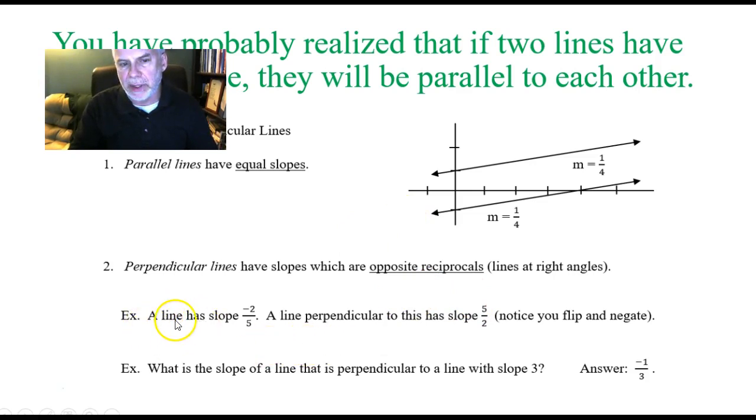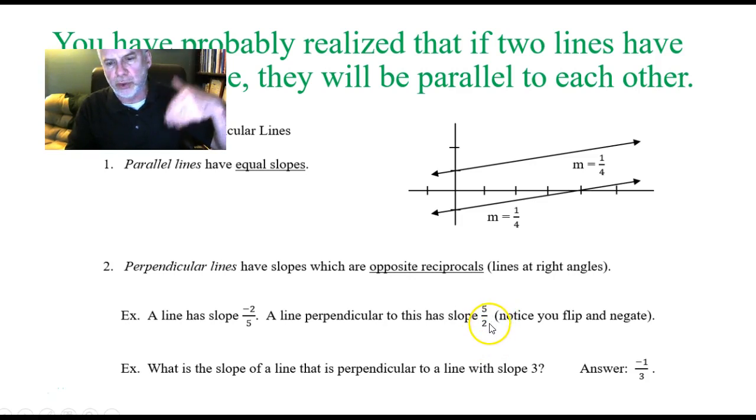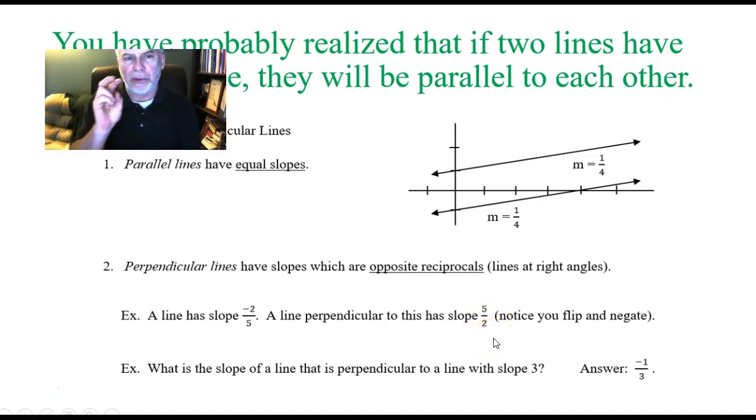So another example here, if a line has slope negative 2 over 5, a line that's perpendicular to it would have the slope of 5 over 2. Now notice, you both flip it and negate it. So when you negate a negative, it becomes positive. So they have to be opposite signs and flipped compared to each other. Okay, that's opposite reciprocals. And if that's the case, then the two lines are going to be perpendicular to each other. So here's another example.